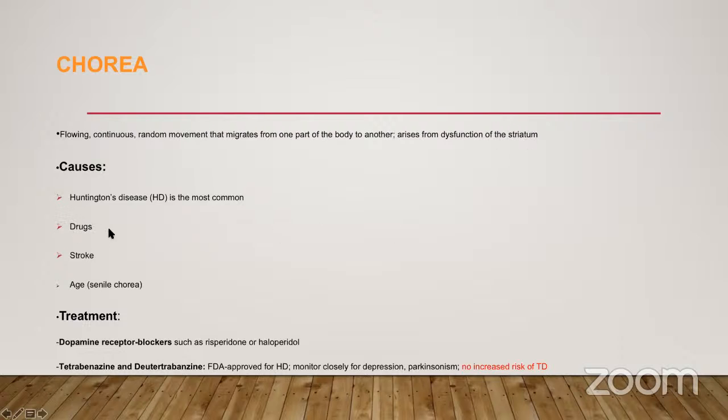Some drugs can also lead to chorea, and stroke, especially if the stroke affects the striatum, can present with chorea. There is also senile chorea, where degeneration can happen in the striatum. We usually treat it with a dopamine receptor blocker, like risperidone or haloperidol. But these medications have a side effect, which is tardive dyskinesia. We can also use tetrabenazine or deutetrabenazine, which are helpful for treating chorea, but there is no risk of tardive dyskinesia.